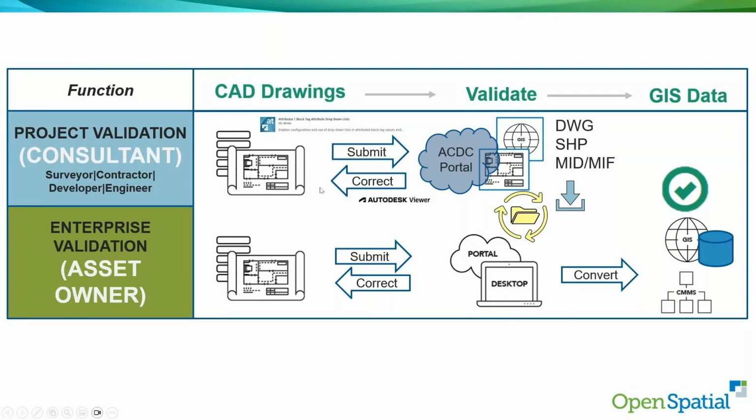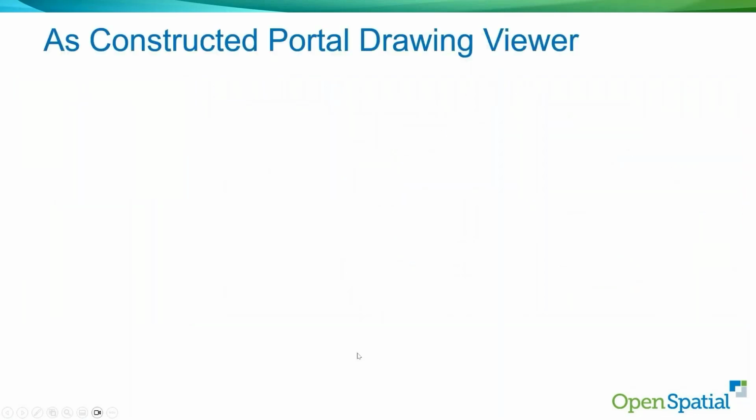So we've introduced then the Autodesk Viewer, so it will help with the correcting phase, both for the surveyor, contractor, etc., as well as the asset owner, and then also that validation phase where you can have a look at the drawing, how all of that would hang together. So that's where we see it fitting into the workflow of the portal process.